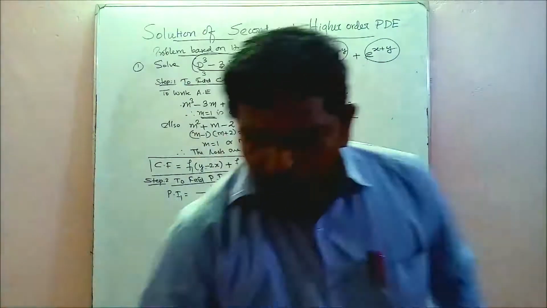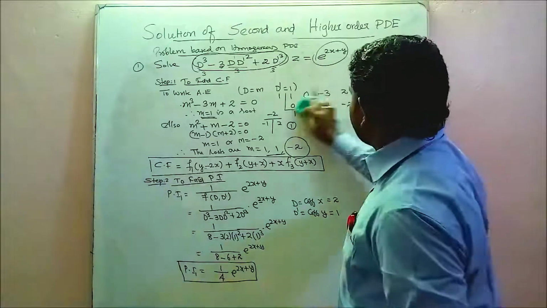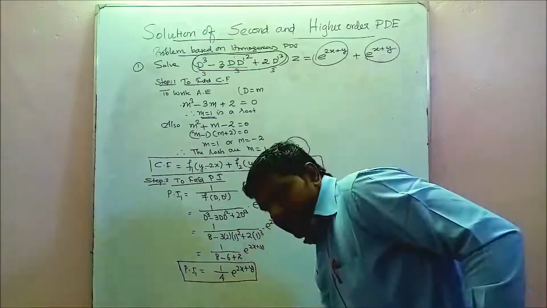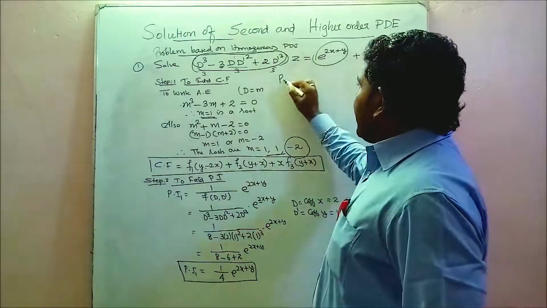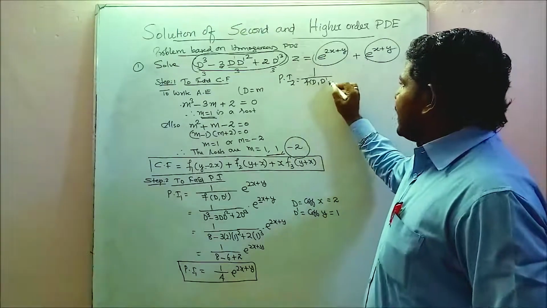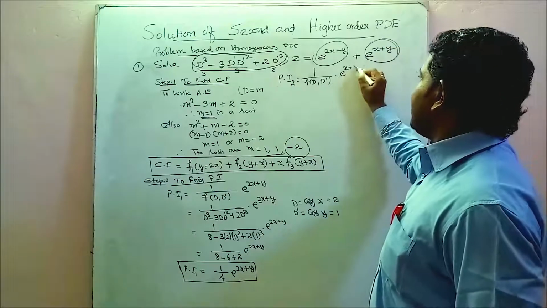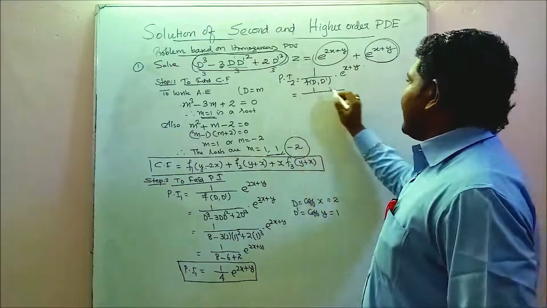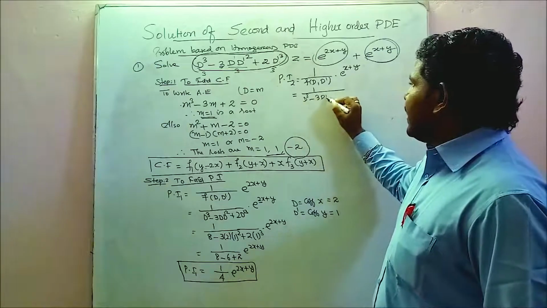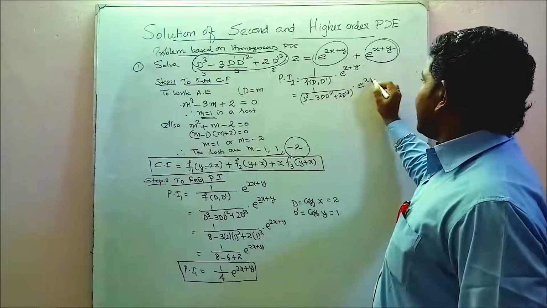Next our aim is to find particular integral 2. How do we find it? PI2 is equal to 1 by f of d comma d dash, into the term for which we calculate PI2, e power x plus y. That is 1 by this function: d cube minus 3d d dash square plus 2 into d dash cube, into e power x plus y.